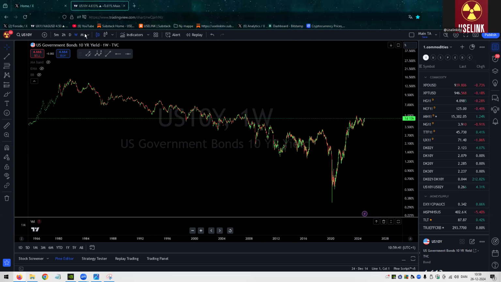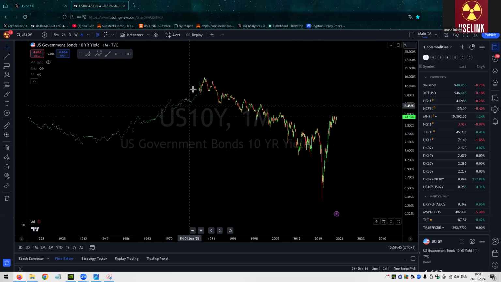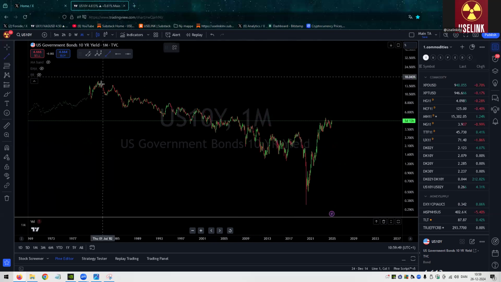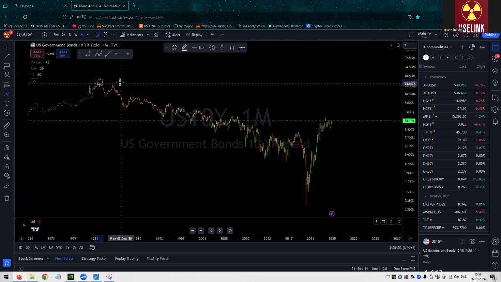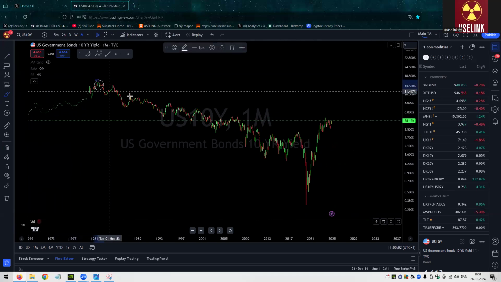And I want to look at the monthly here. So we're looking way, way back, by the way. We're looking back a decade here, but I want to focus from the peak from 1980. This was the peak in the 10-year, basically hitting 16% at that point in time. That was needed in order to kill the 70s inflation run up.